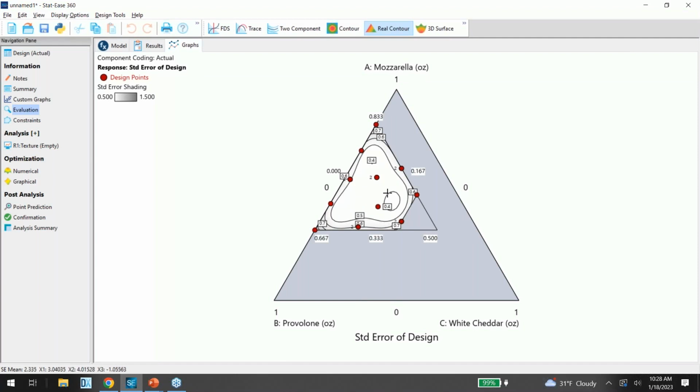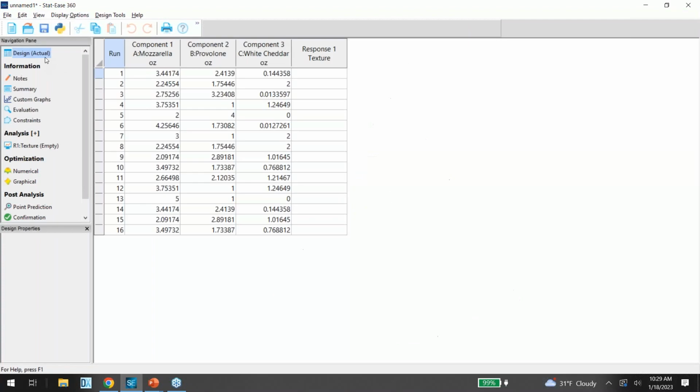Just as a warning, once you get beyond about 4 components, visualizing this starts to become a little tedious because I can only look at 3 or 4 components at a time. So beyond 3 or 4 components, it becomes tedious to do this.